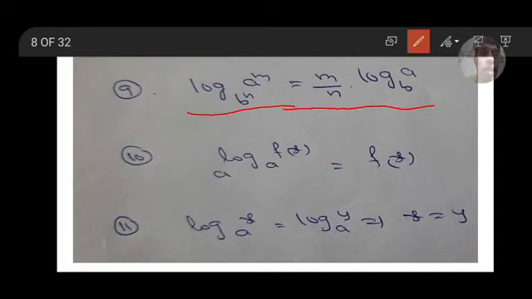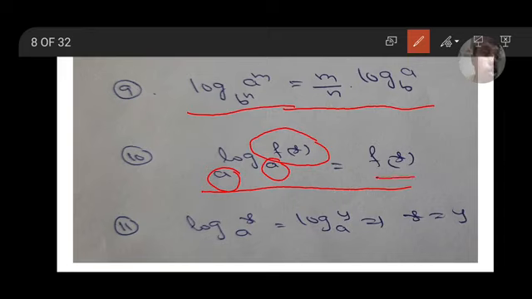And the next very important property: a to the power of log of f of x to the base a. This a base and the logarithm's base are the same, so the result will be whatever the function is there. We get that function as the answer, equal to f of x. a to the power of log of f of x to the base a equals f of x.